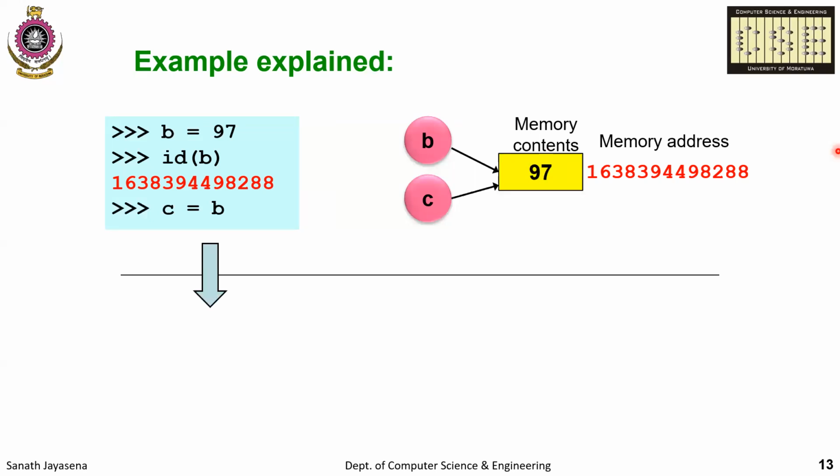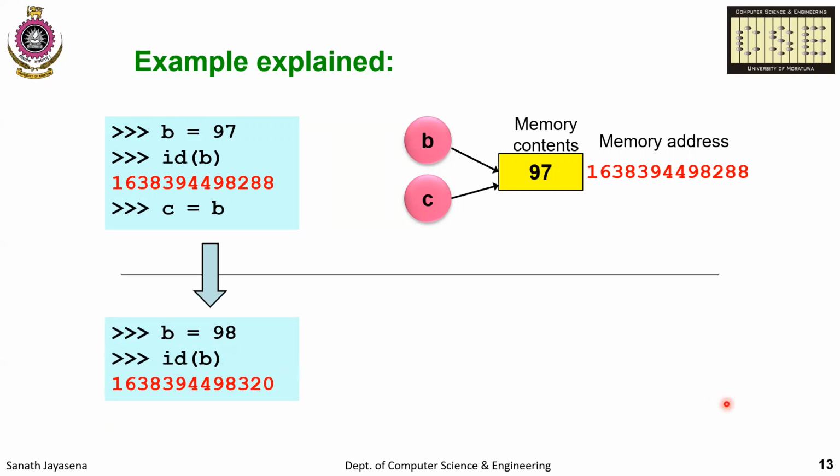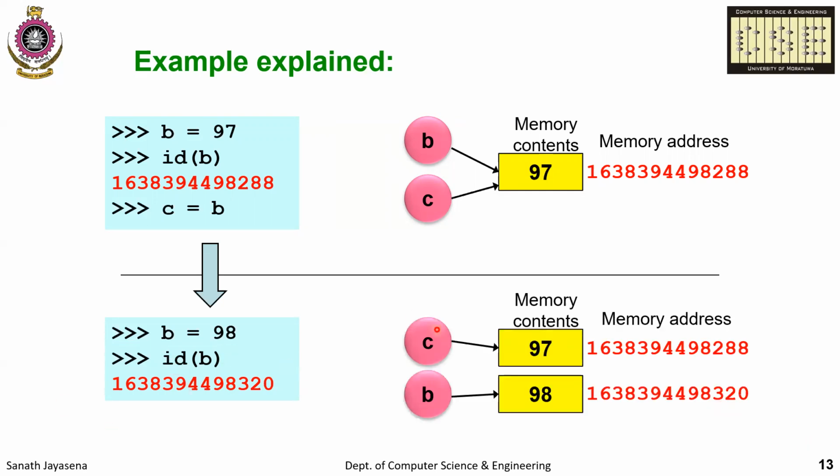Right, then let's go to the next one. Now, when we say B equals 98, we know that there is a new object whose identity is this. So that scenario can be visualized like this. Now, B refers to a new object whose identity is this and whose value is 98, whereas C still refers to the previous object, because we didn't really change C, and its address is as before. Remember we mentioned that identity will also not change, right? So this is basically the way we can explain what happened there.